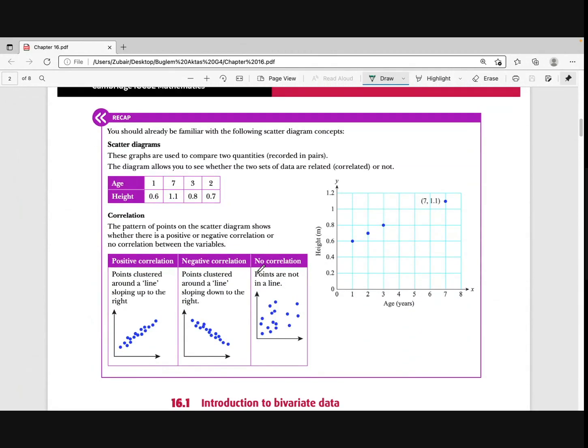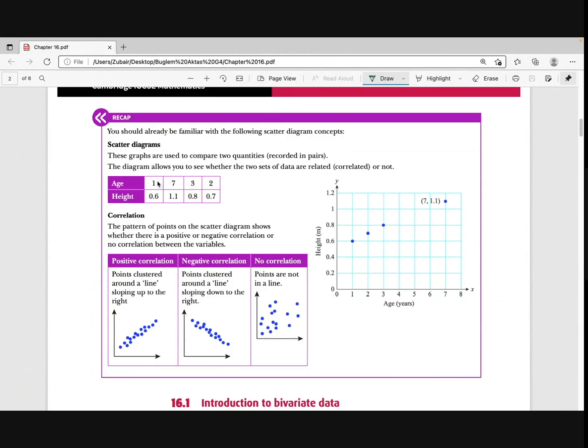Recap. With a glance at this picture, you would have recalled what it looked like. You should already be familiar with the following scatter diagram concepts. Scatter diagram. So we are having all the random points and we're just plotting them on the graph.